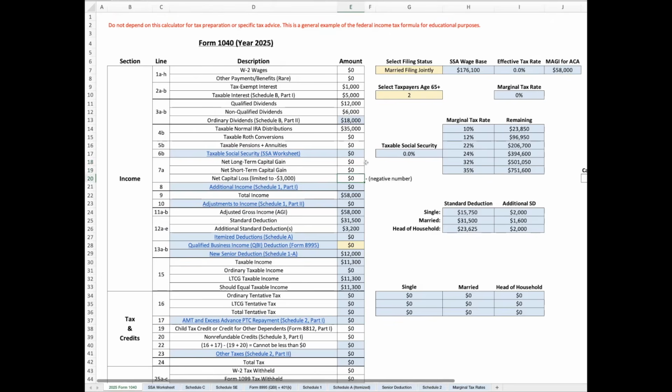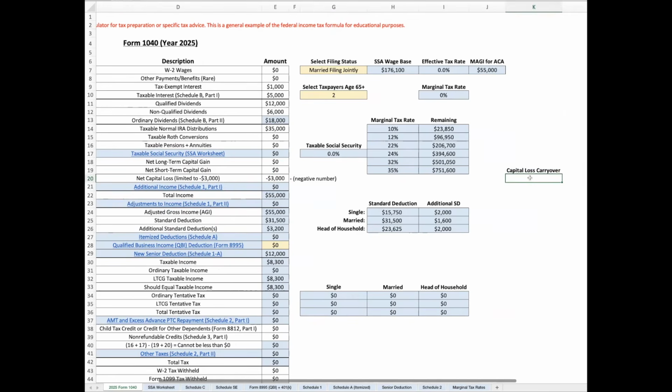But in this example, let's assume this couple benefited from tax loss harvesting and have a net capital loss of negative $3,000 to offset other income. Any net losses beyond the negative $3,000, let's say negative $10,000 left over, those will carry forward to offset future capital gains, rinse and repeat.